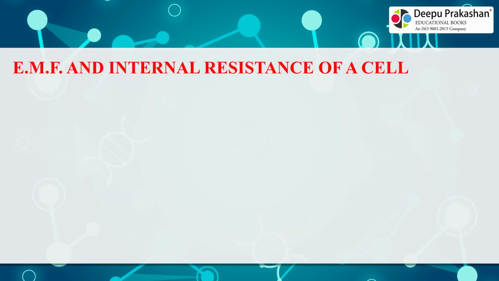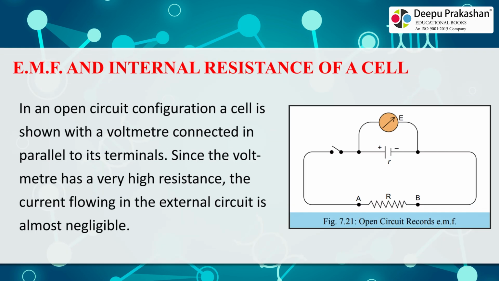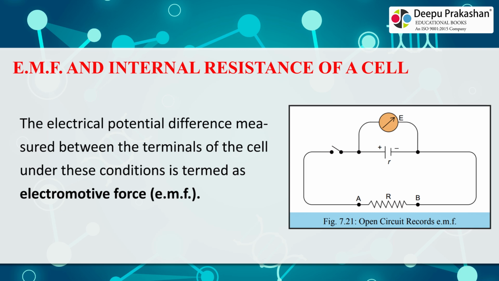EMF and internal resistance of a cell. In an open circuit configuration, a cell is shown with a voltmeter connected in parallel to its terminals. Since the voltmeter has a very high resistance, the current flowing in the external circuit is almost negligible. The electrical potential difference measured between the terminals of the cell under these conditions is termed as electromotive force, EMF.